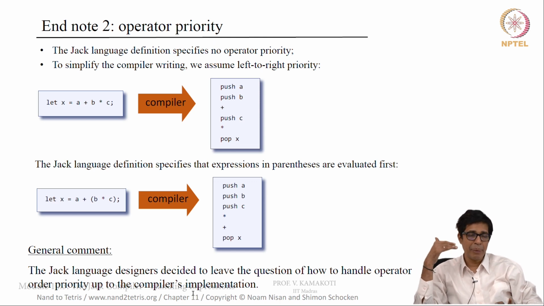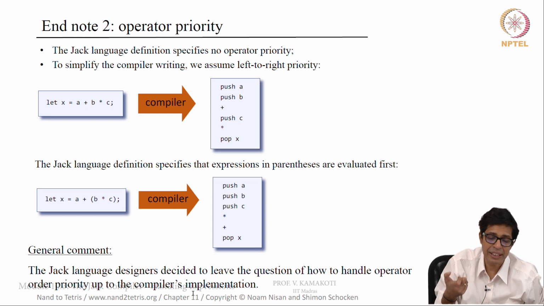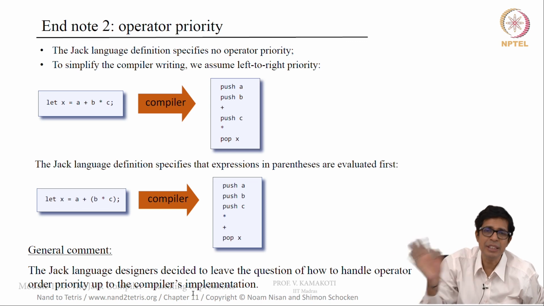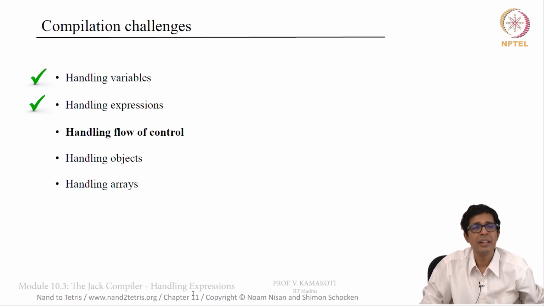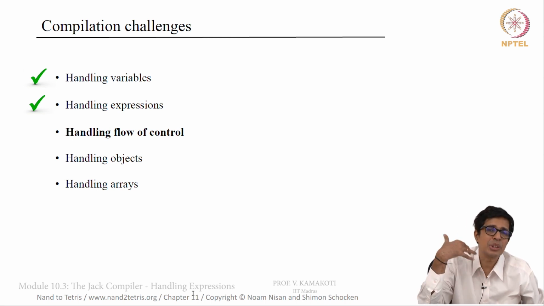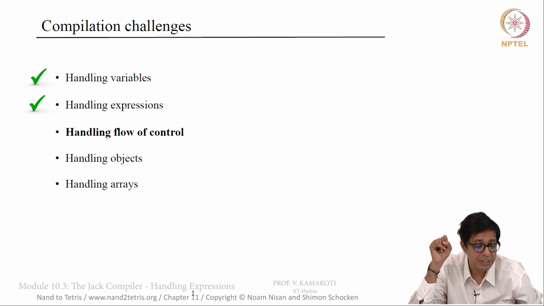But suppose I want a plus b into c, then put b into c in a bracket, and that will be useful for us. If you do not put it in the bracket, then it will be treated as a plus b into c. If I want a plus b into c, then put b into c in the bracket. Okay. So this is all about handling expressions, and when we actually construct the compiler, we will get a lot more insight into how we go about handling the VM code for expressions.